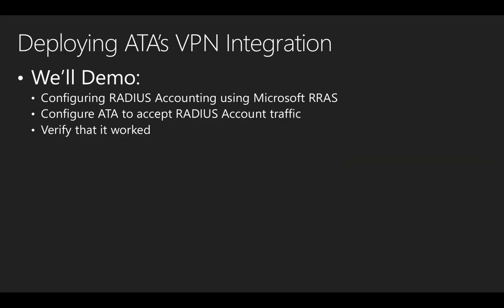And now, of course, it's time for a demo. We'll start by configuring RADIUS accounting using Microsoft Routing and Remote Access Server as an example. You could do the same with any of the other supported VPN solutions. We're going to configure ATA to accept that RADIUS accounting traffic that is sent from the VPN server, and then we'll verify that it actually works.